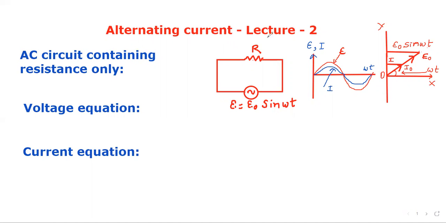Alternating current, lecture number 2. AC circuit containing resistance only. Here, this is the AC source. Voltage is given by E equal to E0 sine omega t, and this is the resistance.